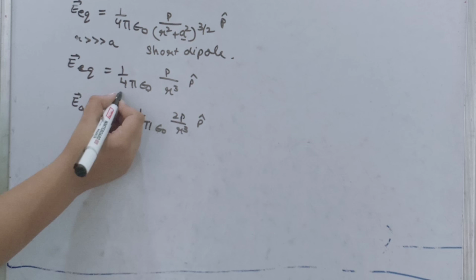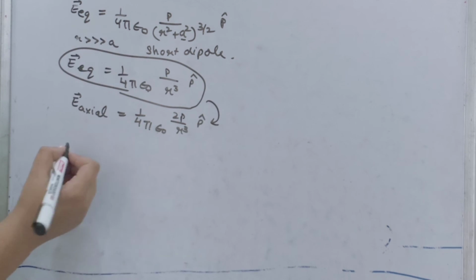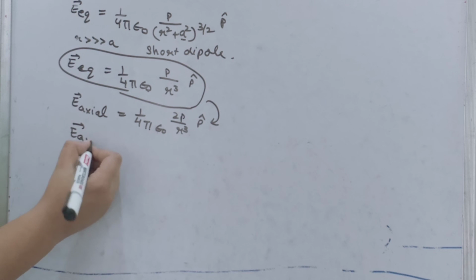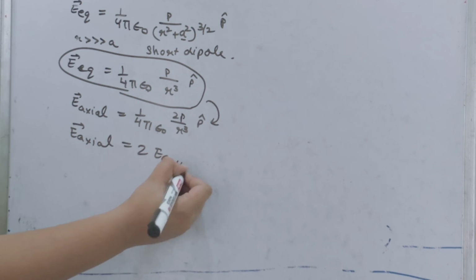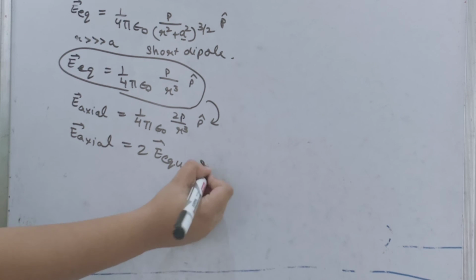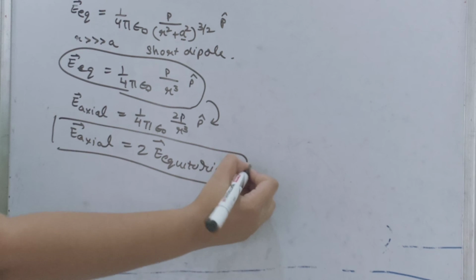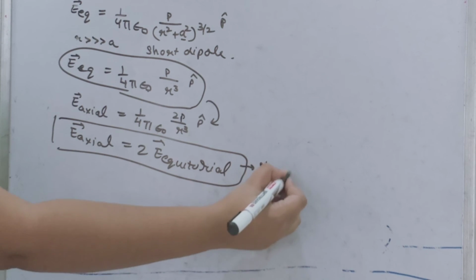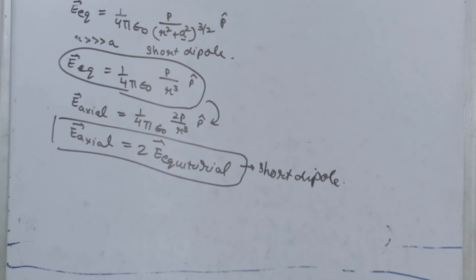Putting the value of this whole thing from this equation into this equation, we get E axial is equal to 2 times the E equatorial. Fine, for the case of short dipole. This is the condition. For the case of short dipole, E axial is equal to 2 times the E equatorial.